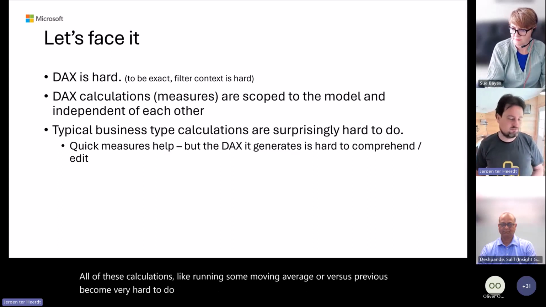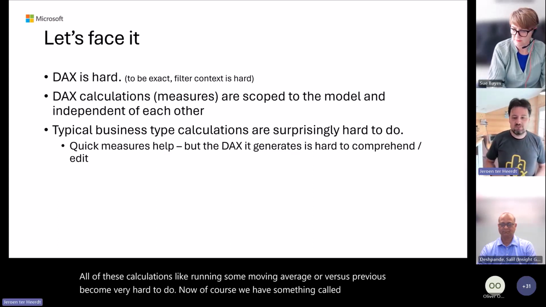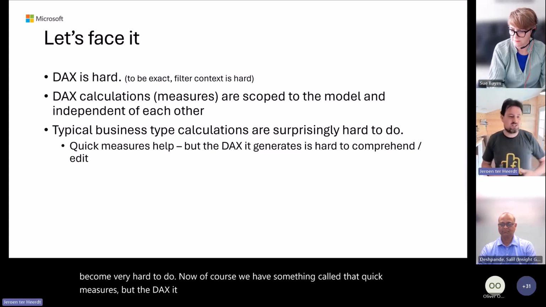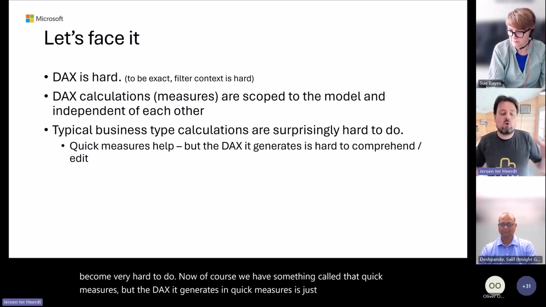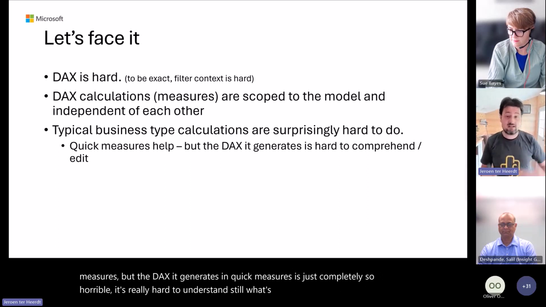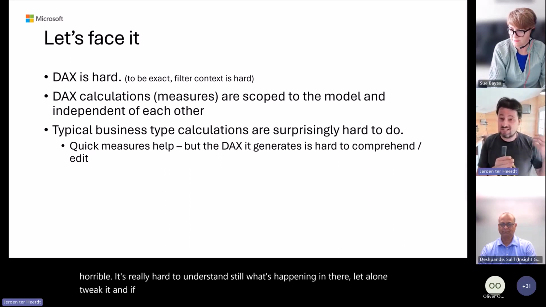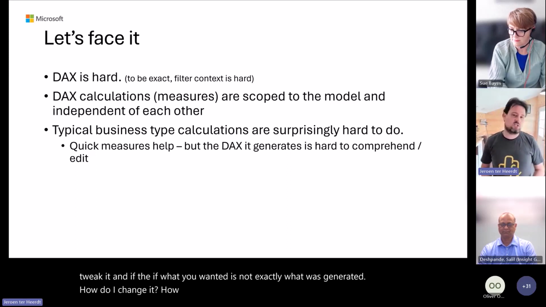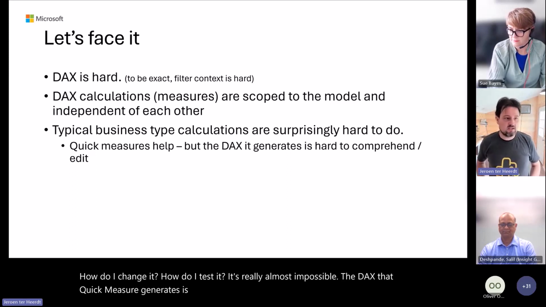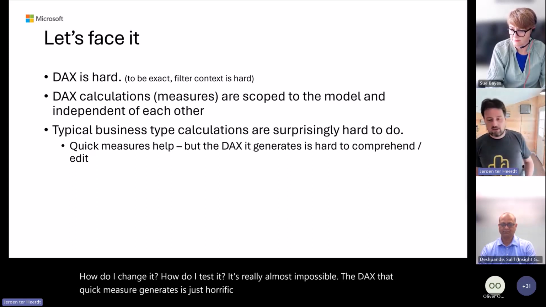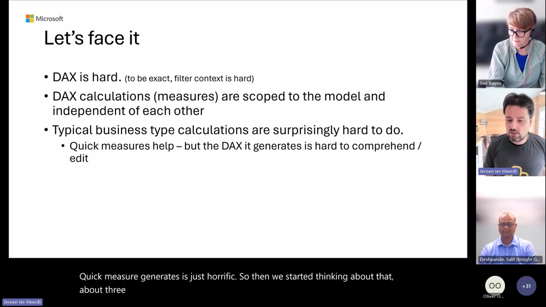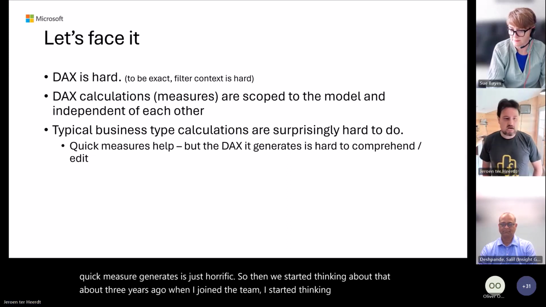Now, of course, we have something called quick measures, but the DAX it generates in quick measures is just completely so horrible. It's really hard to understand still what's happening in there, let alone tweak it. And if what you wanted is not exactly what was generated, how do I change it? How do I test it? It's really almost impossible. The DAX that quick measure generates is just horrific. So then we started thinking about that about 3 years ago when I joined the team. I started thinking about, what can we do, right?